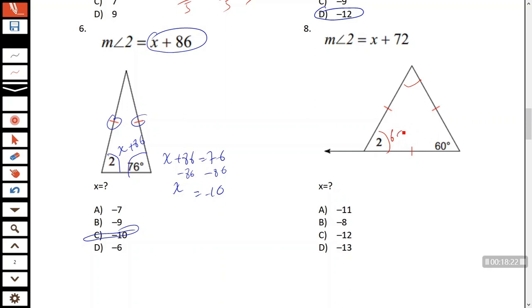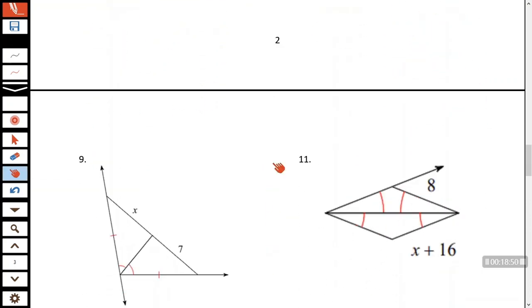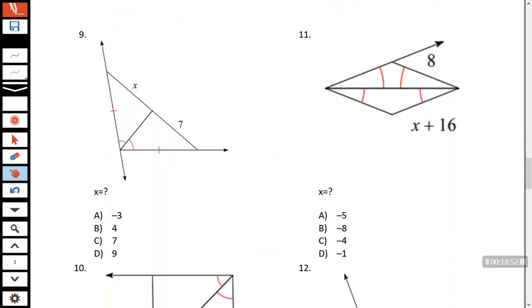The measure of all angles in an equilateral triangle is equal to 60, so they are all 60. So what is the measure of 2? It's equal to 60, and it's given x plus 72 is 2. X plus 72 equals 60, x equals minus 12. Why minus 12? If you subtract 72 from here, that will be 0, only x on the left side of the equation. And if you subtract 72 from the right side, 60 minus 72 is negative 12.